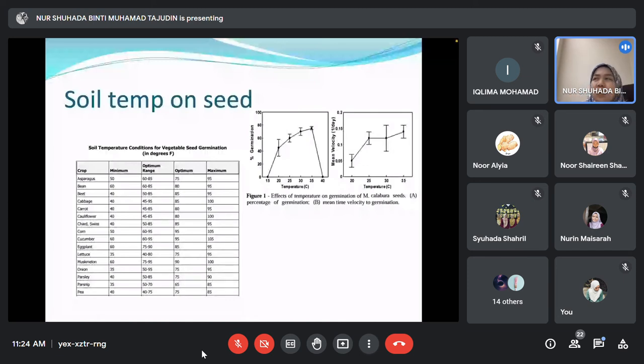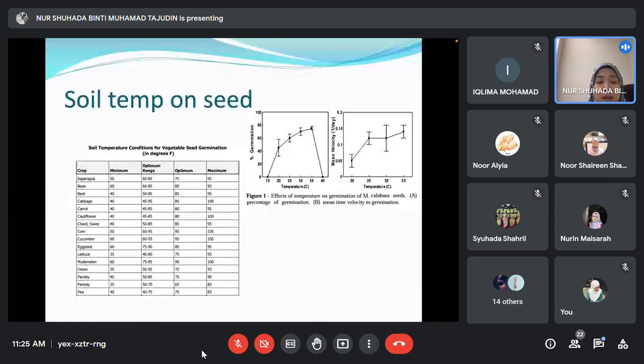For example, kat Malaysia kita memang sepanjang masa boleh tanam, sepanjang musim. Tapi not in a four-season country, they have to plan so that when they want to germinate the seed, after early spring, dia dah germinate seed dia, so that the growth will focus more on the summer season.